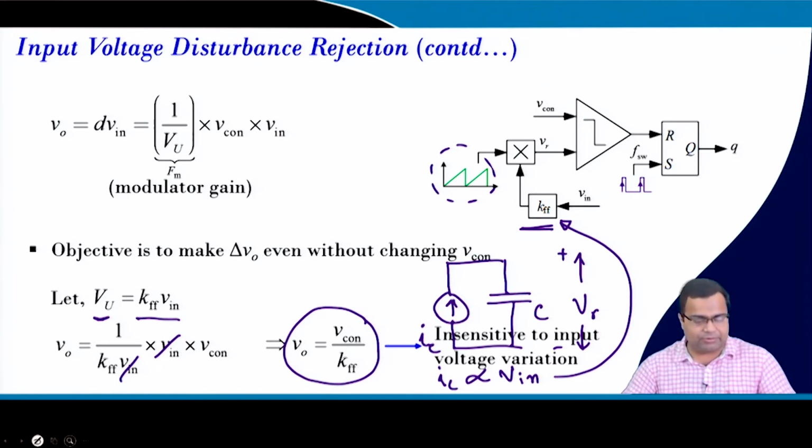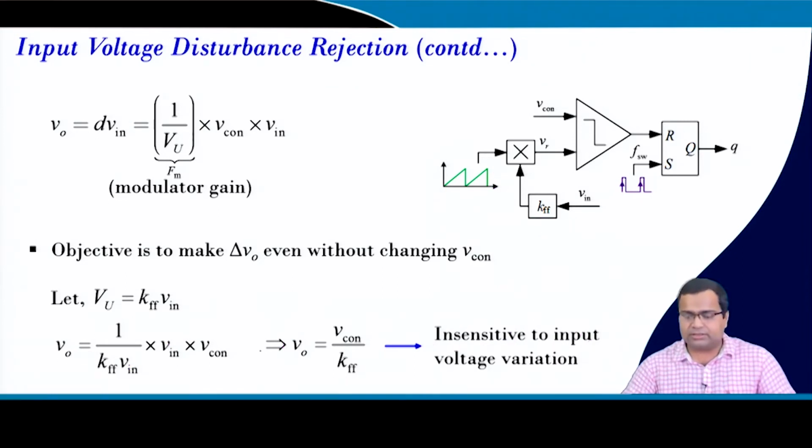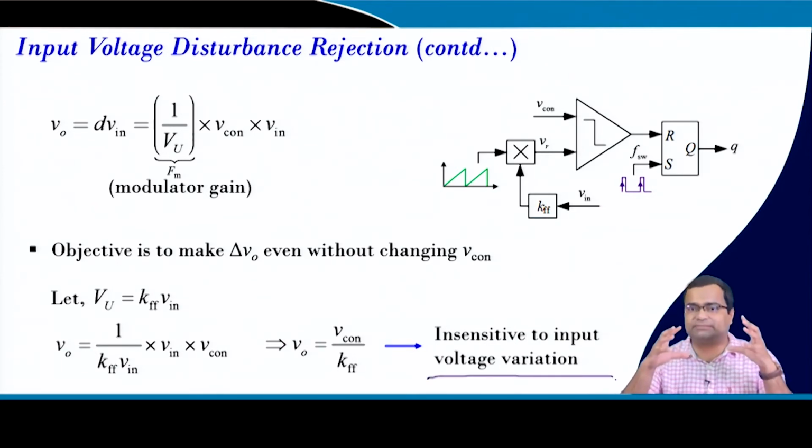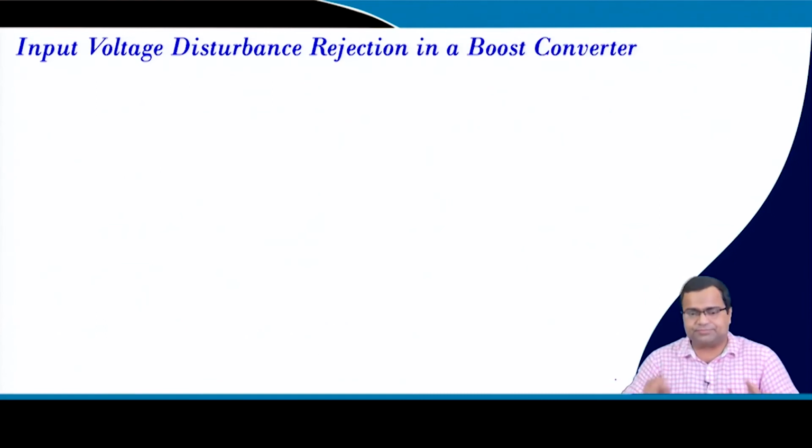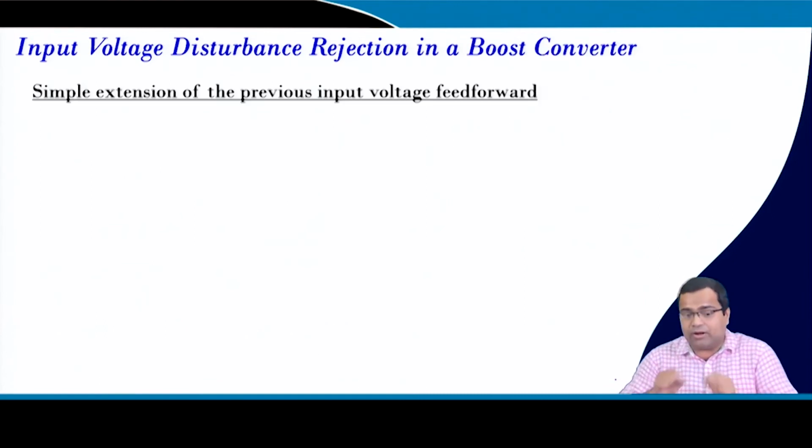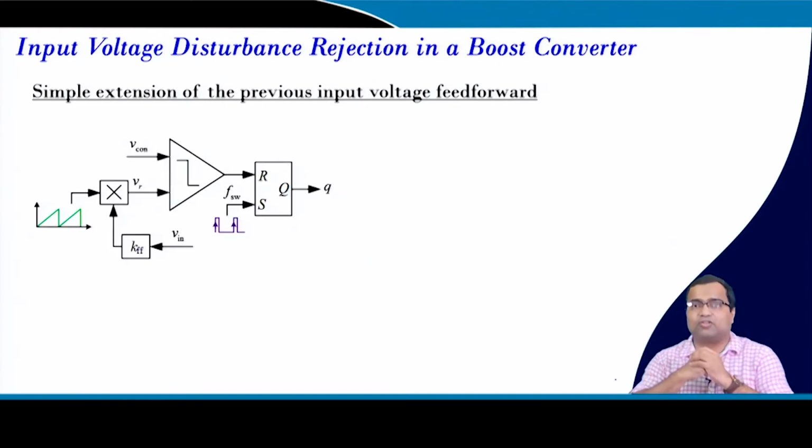That means the feed forward action can make the supply insensitive to input voltage variation, and we have seen in the step transient there is a very minimal effect due to finite bandwidth, otherwise it totally rejects the disturbance. But we want to see whether this technique really works for a boost converter or not.